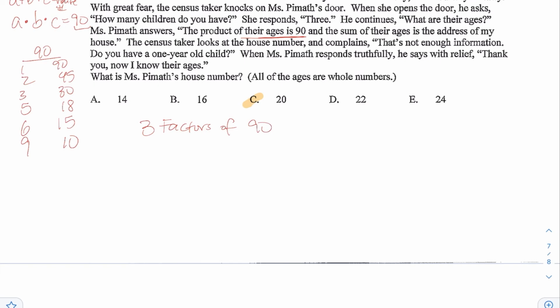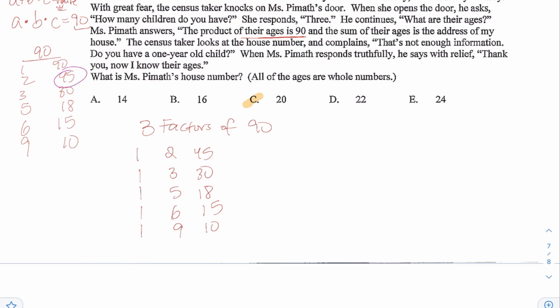So you just start with 1. You can have 1, and then you have to figure out the 90. So the 90, you can have all these different factors of 90. So you can have 1, 2, 45, 1, 3 with 30, 1, 5, 18, 1, 6 with 15, and 1, 9 with 10.